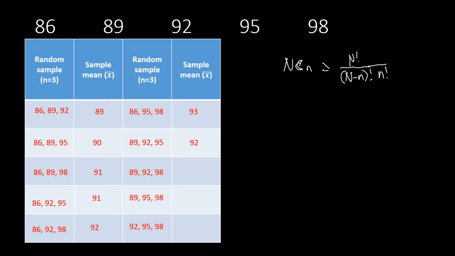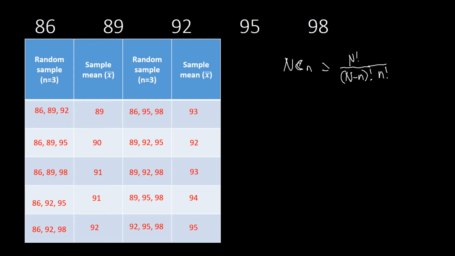Next, we have 89, 92, 98. Adding that up and dividing that by 3, that is equal to 93. And next one, we have 89, 95, 98. Adding it up and dividing it by 3, that is equal to 94. And lastly, we have 92, 95, 98. Adding it up, dividing that by 3, that is equal to 95. So we're done with our sample mean.